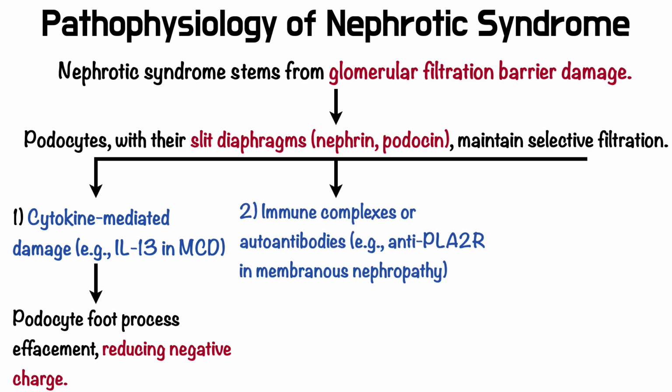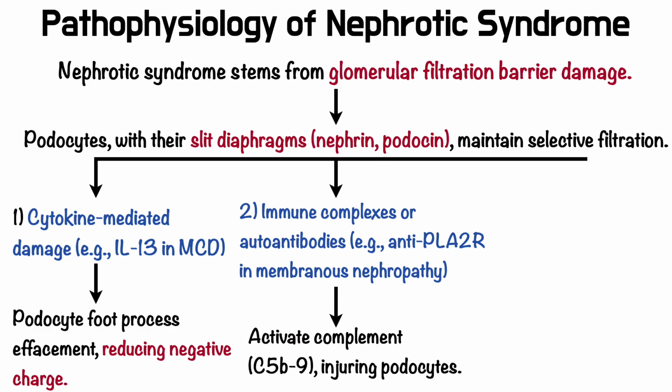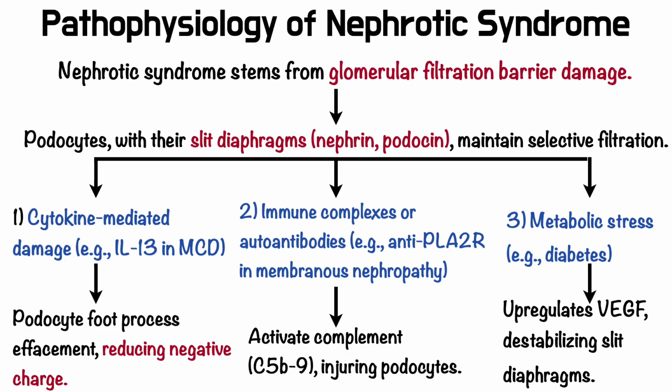The other reason is immune complex deposition or autoantibodies like anti-PLA2R in membranous nephropathy, which will lead to the activation of complement C5b-9, injuring podocytes again and increasing pore size. The other one is metabolic stress, as in secondary nephrotic syndrome such as diabetes, which will upregulate vascular endothelial growth factor, destabilizing slit diaphragms. So these are the ways of damage to the glomerular filtration barrier.